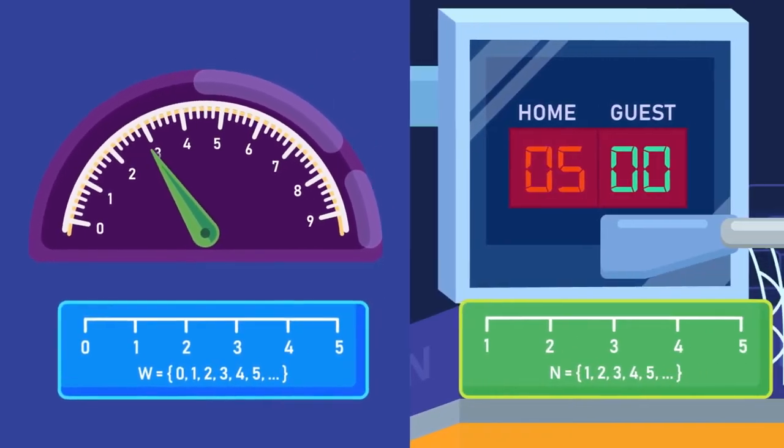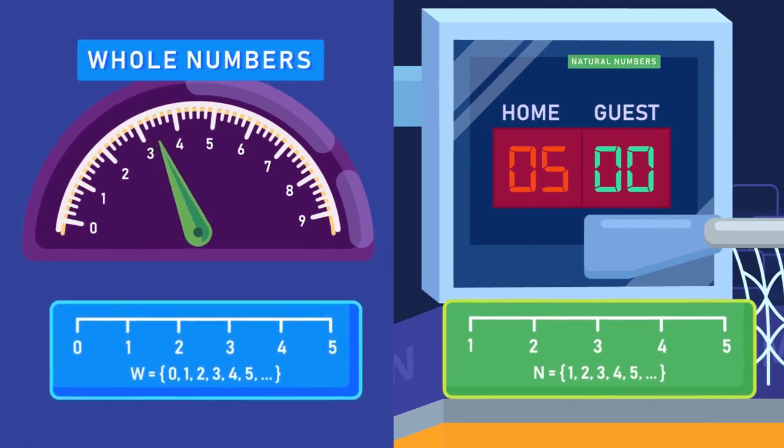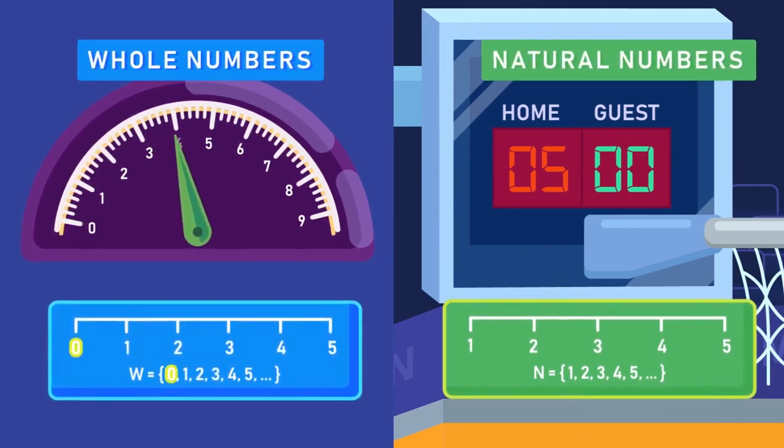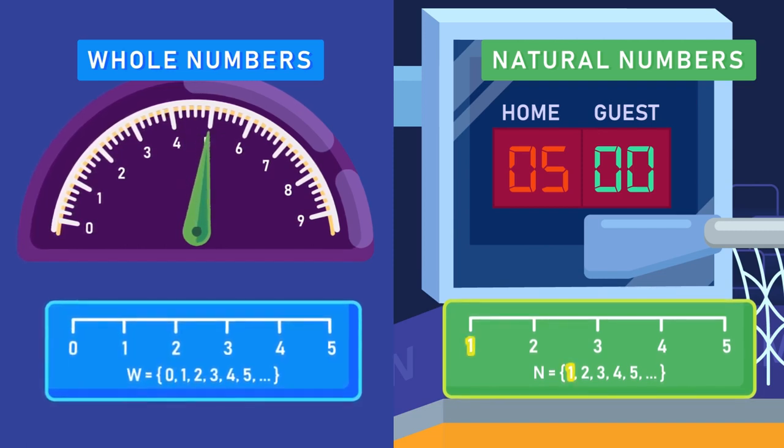You have to remember that the difference between whole numbers and natural numbers is that whole numbers have 0 included, whereas the natural numbers start from 1, excluding 0.